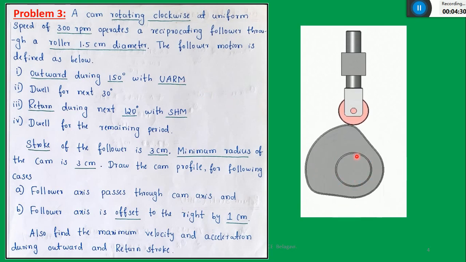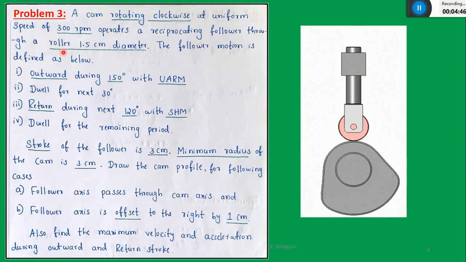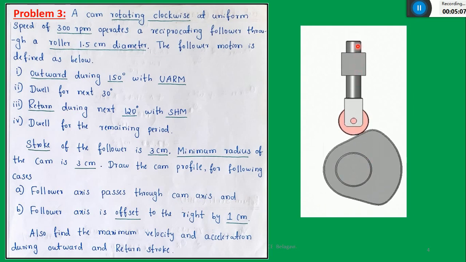And it is connected to a follower, and this kind of follower is nothing but a roller follower, because the roller diameter is given. They have not mentioned it is a roller follower, but instead they mention the diameter of the roller, that is 1.5 centimeter. This pink color is nothing but the roller. You can consider it as a circular disc also, and the diameter of this roller is 1.5 centimeter. Remember this parameter. With respect to this cam, the follower starts moving in upward and downward direction.